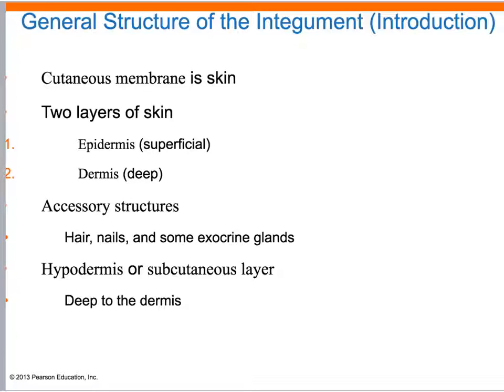So the integumentary system is called the cutaneous membrane, or the cutaneous membrane is the skin. It has two layers, specifically the epidermis, the superficial layer, and the dermis, the deep layer. The second part of the skin are the accessory structures. That includes the hair, nails, and some exocrine glands. And the third, deeper layer is the hypodermis or subcutaneous layer, deep to the dermis.